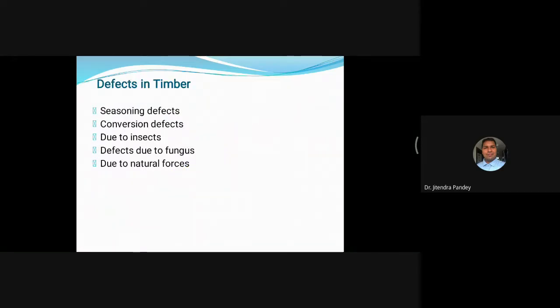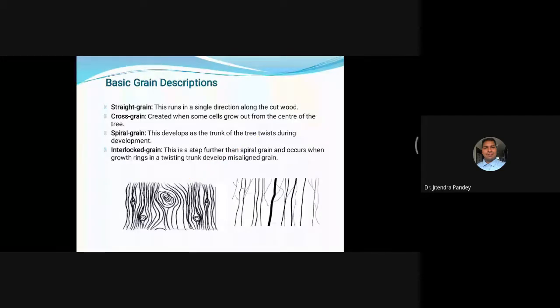And what types of defects will be in timber? Seasoning defects, conversion defects, defects due to insects, due to fungus, and due to natural forces. These are the defects in timber. अब आप देखोगे लकड़ी में क्या है, this type of grains we are going to obtain, and this type of grains is required because it is giving very good texture for the wood.